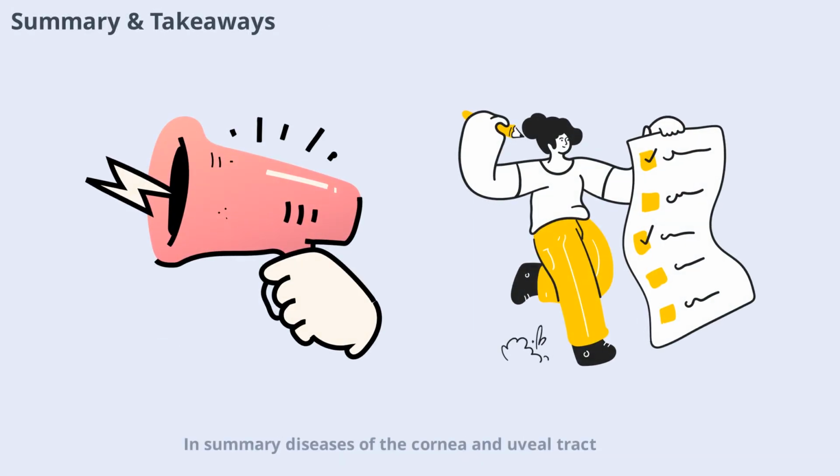In summary, diseases of the cornea and uveal tract can significantly impact vision and quality of life. Early recognition of symptoms, understanding the underlying mechanisms, and prompt, appropriate treatment are key to preserving sight. Whether it's corneal edema, keratitis, uveitis, or severe inflammations like panophthalmitis, a systematic approach ensures the best outcomes for patients.